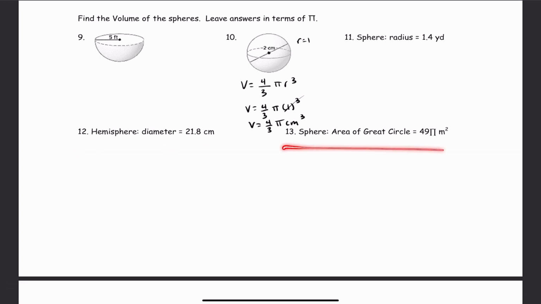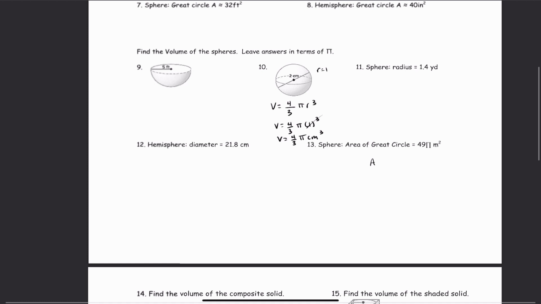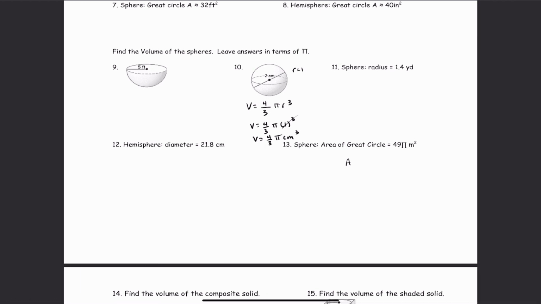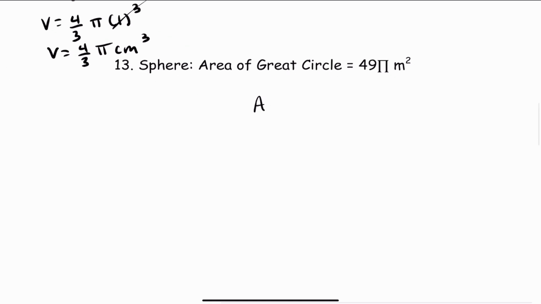And then 13, what is this one? You want to find the volume of the sphere where the area of the great circle is 49 pi square meters. So the area of the great circle is 49 pi square meters. And let me see, is there a play that I can do? No, I don't want to do that. I'm just going to play it safe here.